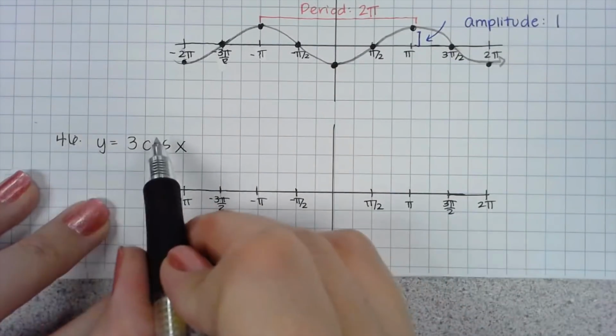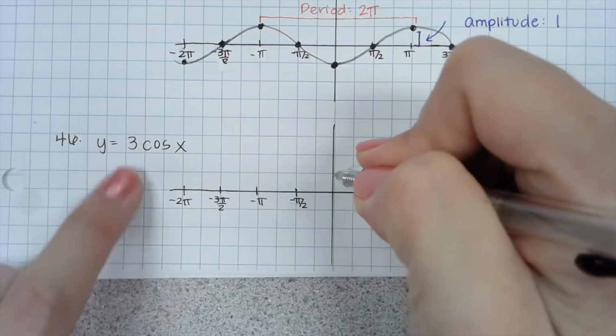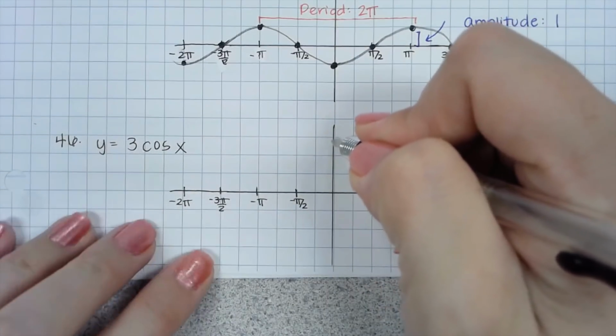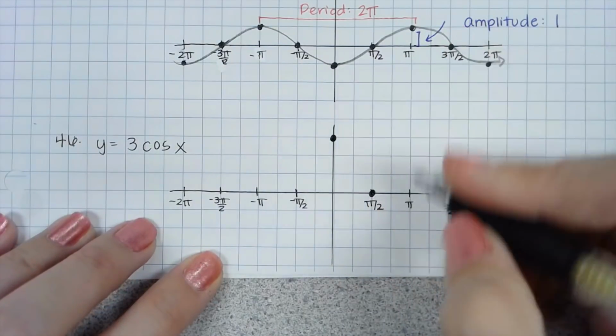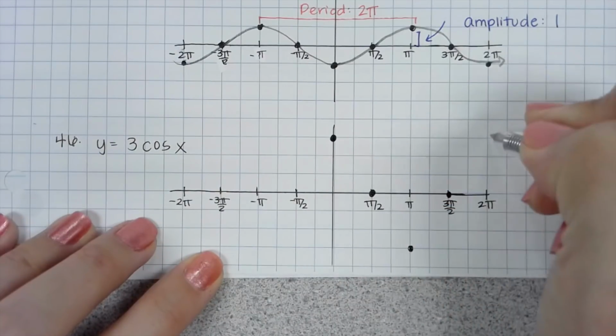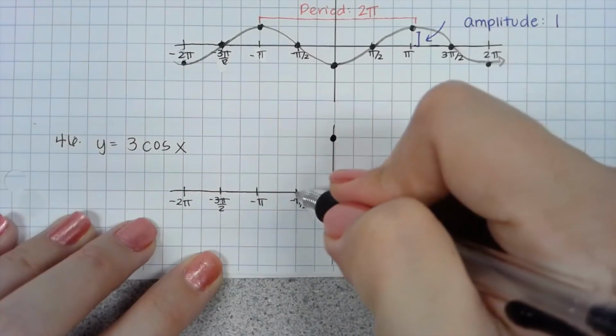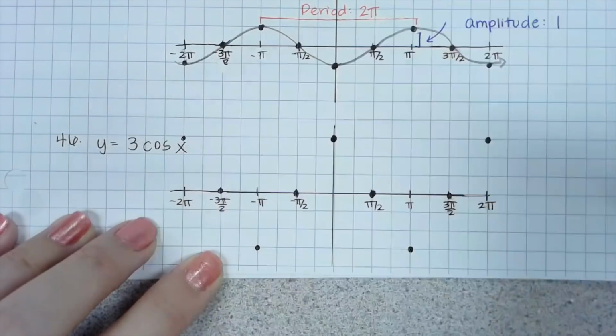For 46, there's no negative out front. This is cosine. Normally cosine starts at 1, but this one has a 3 out front, so it's going to stretch it up. So it's going to start here at +3, and then come back to 0, and then it'll go down to -3, and then come back to 0, and then go back to +3. And then over here, it's just doing the opposite pattern.